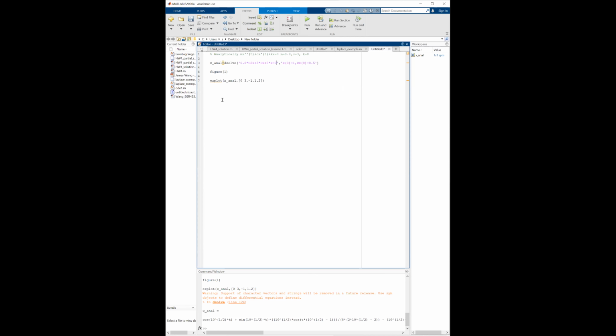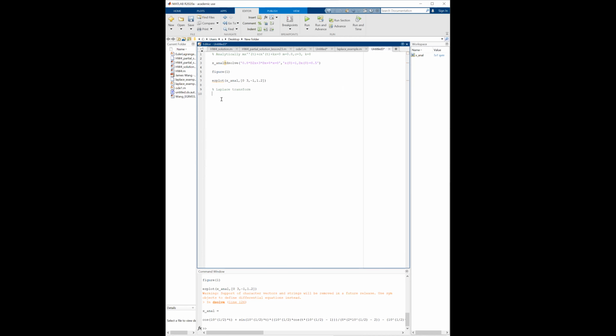Now what I'm going to do is solve this using Laplace transform. I want to solve the exact same equation using Laplace transform. The first step is I need to create the variables. So I'm going to create 3 variables.